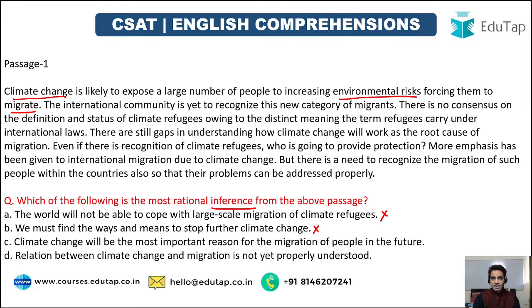See, we could eliminate A and B, but C and D were close. C also seemed true because they have said there is a need to recognize the migration of such people in the countries, and there are still gaps in understanding how climate change will work as the root cause of migration. That is also true, but what is the most rational inference? What he has conveyed in the whole passage is that the relation between climate change and migration is not yet properly understood. So that is what was basically conveyed in the passage. My answer here would definitely be option number D. Option number C was also correct, but D is the most rational inference.